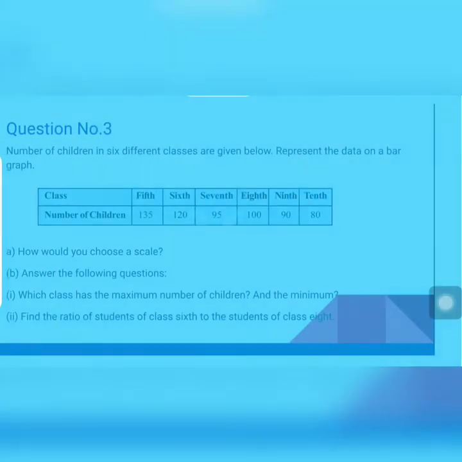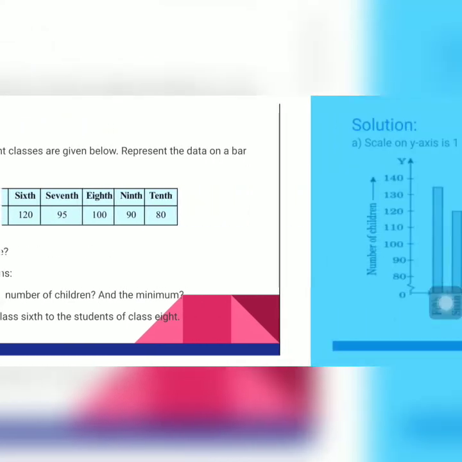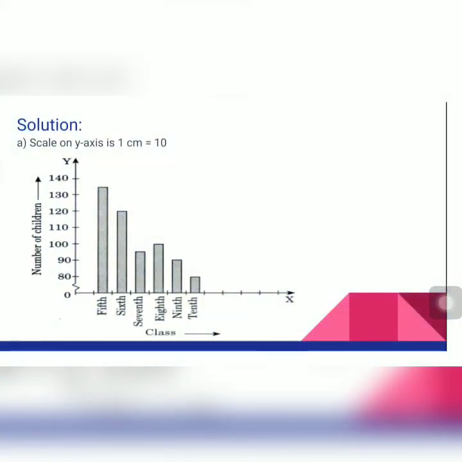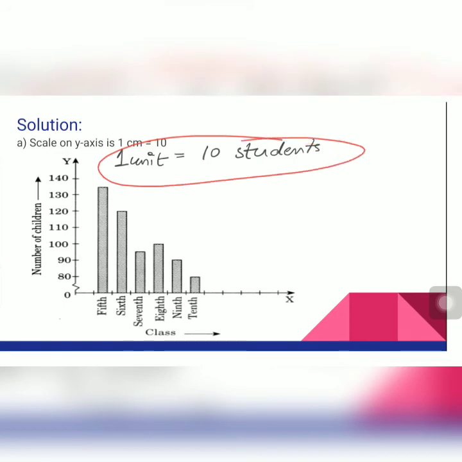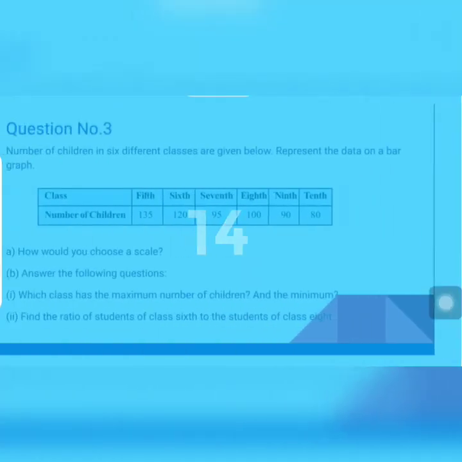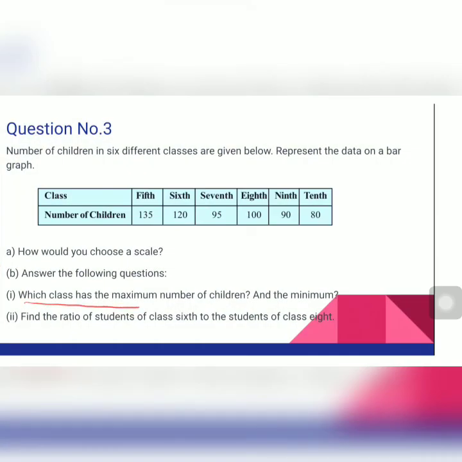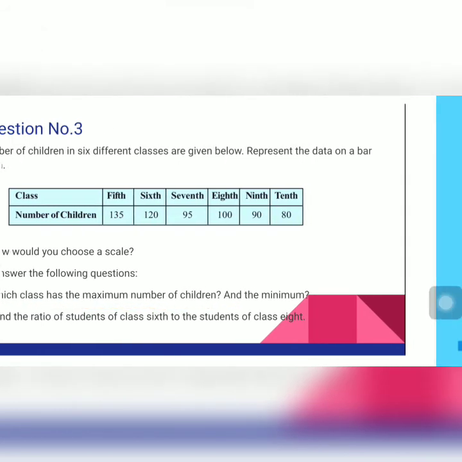Okay, the number of children has to be put on the y-axis, and we can say that 1 centimeter or 1 unit is equal to 10 students. Okay, don't forget to mention whether it is 10 students or 10 people or 10 children. Just mention the scale properly. Now the next question is what? Which class has the maximum number of children and the minimum?